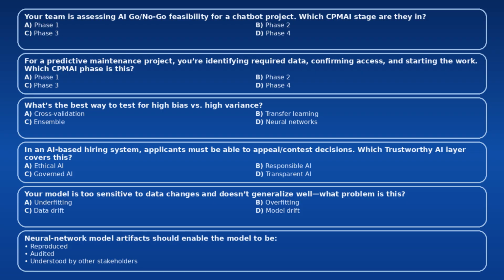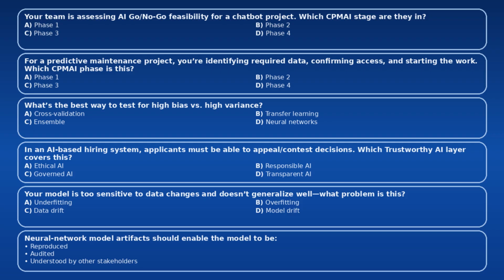Next question. In an AI-based hiring system, applicants must be able to appeal or contest decisions. Which trustworthy AI layer covers this? Is it ethical or responsible or governed or trust? The right answer is governed AI. They need to allow applicants to contest the results of an AI-driven hiring system, which relates directly to governance and oversight mechanisms around the AI system.